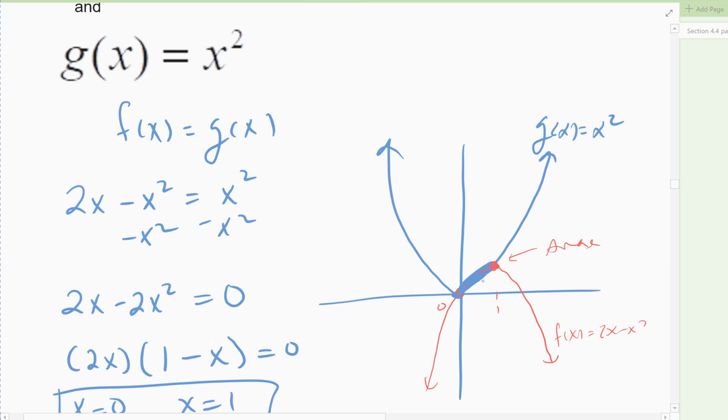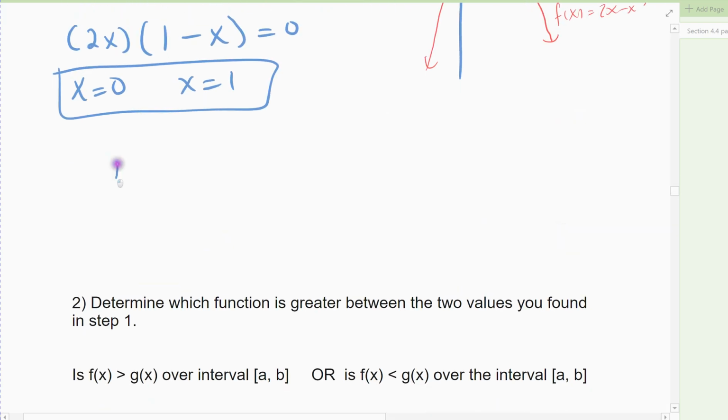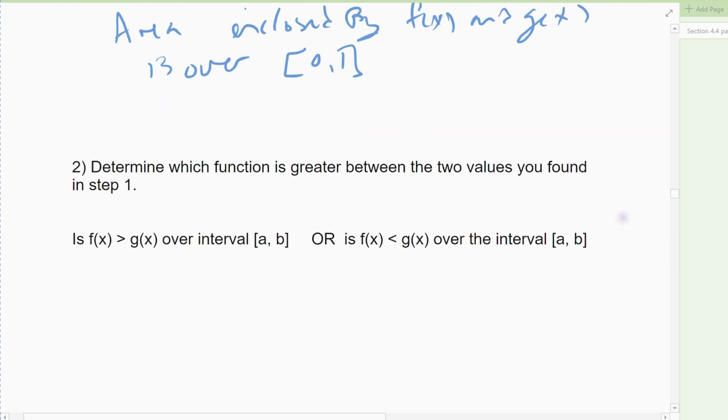Now based on the picture, I can actually answer the next question, but I'm going to do it both by hand, and then we'll look at the graph of it. I know the area enclosed by f of x and g of x is over the interval 0 to 1. It starts at 0, stops at 1. That's where it's enclosed. The second thing is, when I want to set up my integration, I have to take my bigger function minus my smaller function. So the second thing I have to figure out is which function is bigger or smaller.